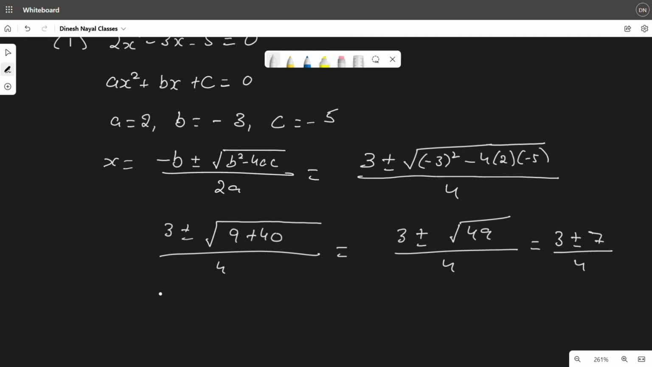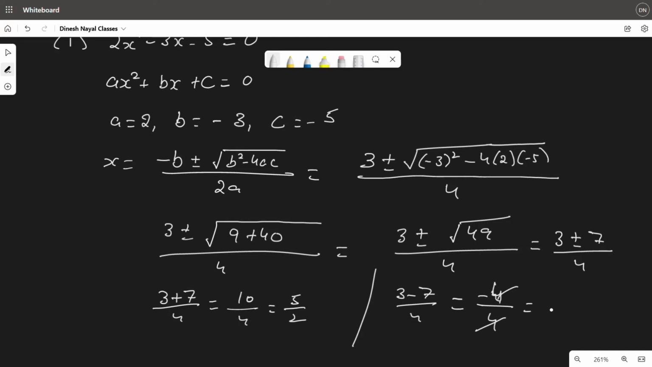So the two roots are, one is 3 plus 7 by 4, which is 10 by 4. Cancelling it with 2, this will be 5 by 2. The other root will be 3 minus 7 by 4, which is minus 4 by 4, which is equal to minus 1. So 5 by 2 and minus 1 are the two roots of the given equation.